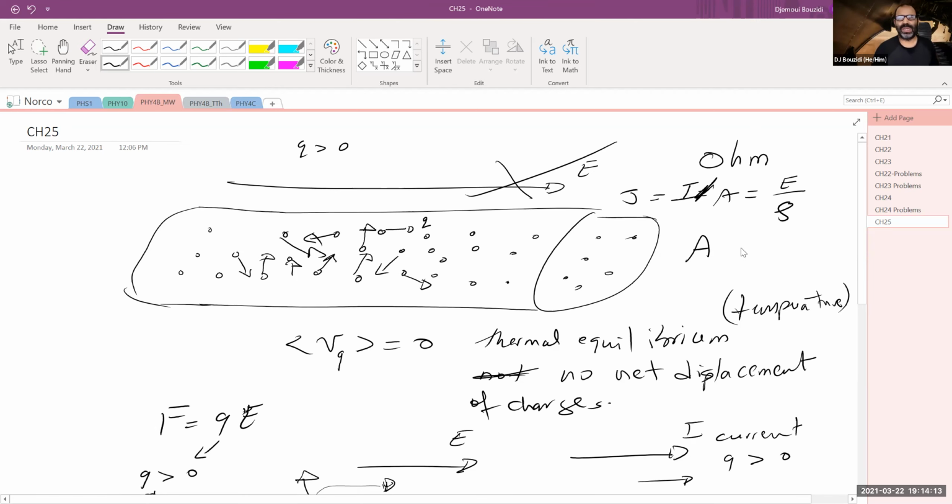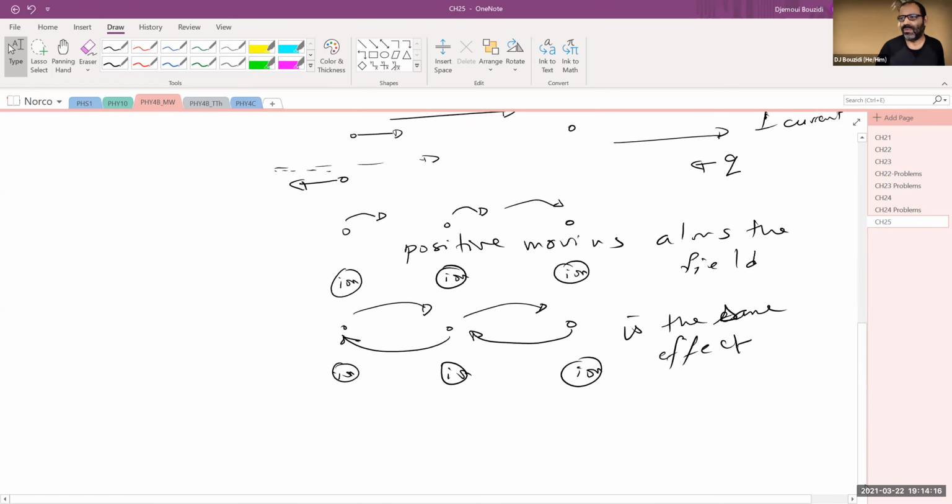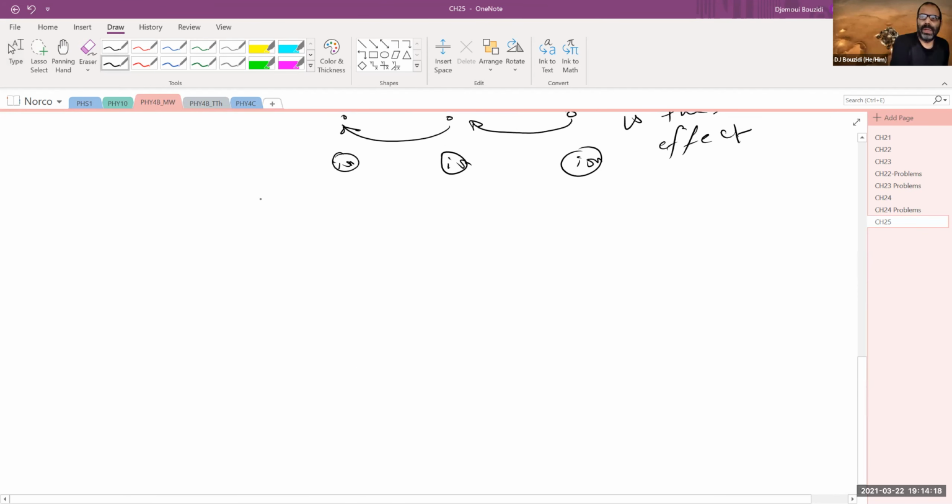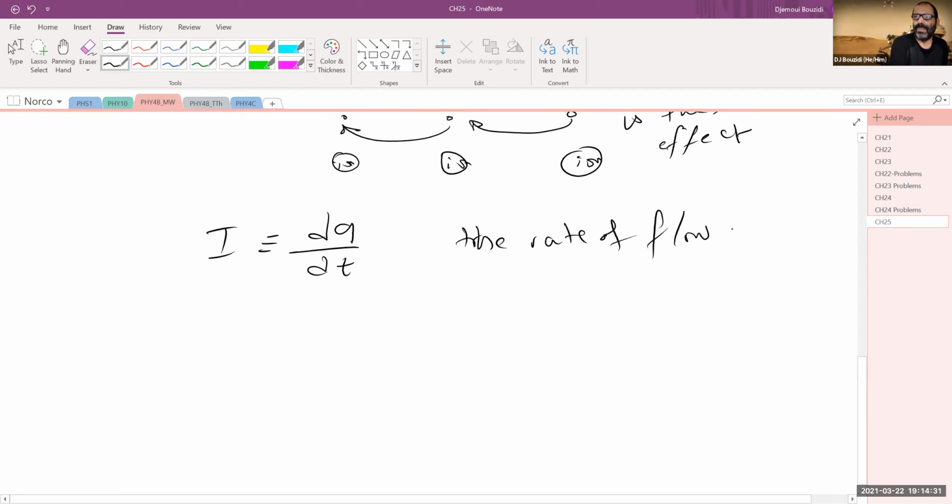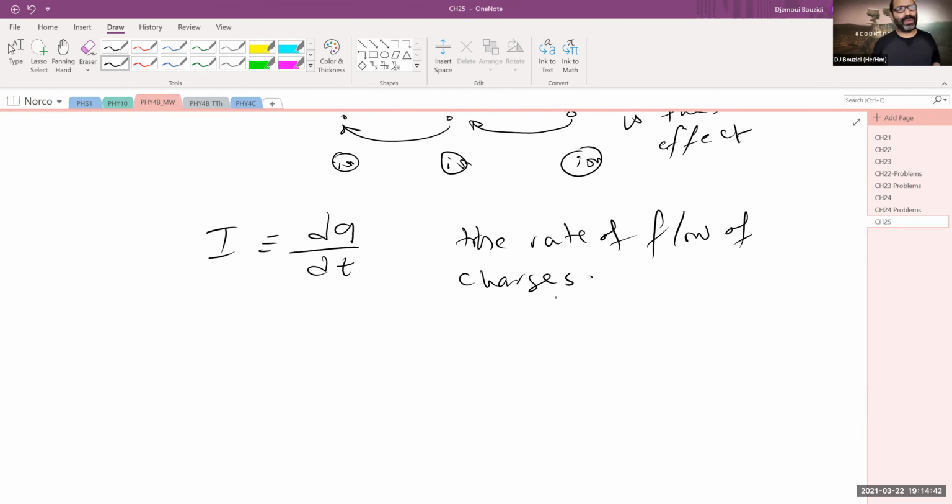So let me talk in terms of what is current density and what is current and so forth. The current is the amount of charges that travel per unit time. This is by definition of the current. So the current is the rate of flow of charges. It's like the traffic, for example. You go on top of the freeway, on top of the 215, on a bridge, and you look at the cars passing by, and you count how many cars pass by. So this will be the flow of traffic.